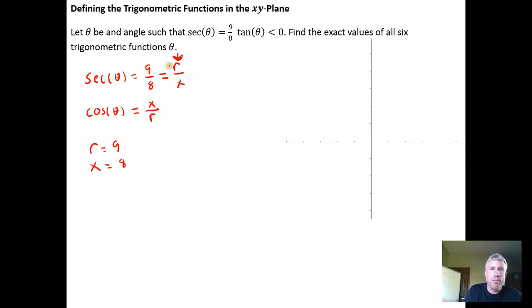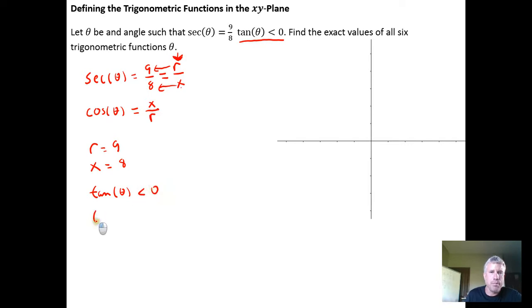Just reading straight from the definition, the radius is 9. It's r over x for our ratio. X is 8. X has to be positive. If x were negative, then this ratio would be negative. And then they tell us a little something more. They say, hey, the tangent of theta has to be a negative number.